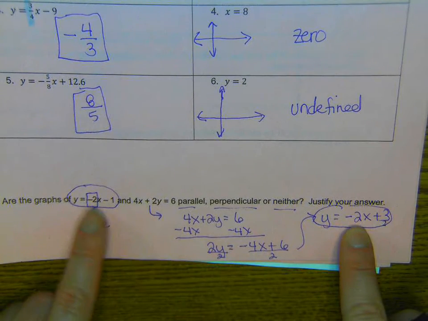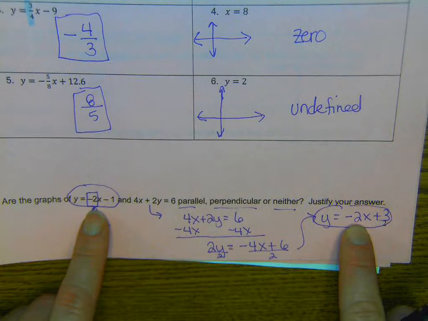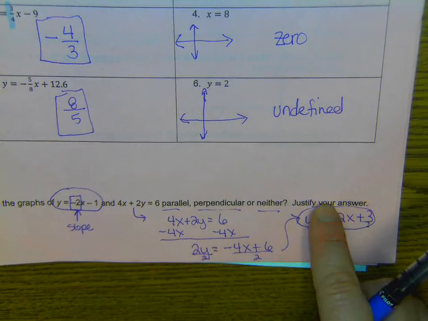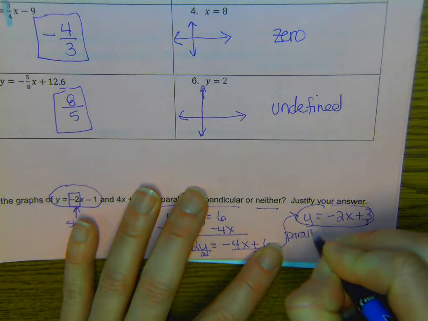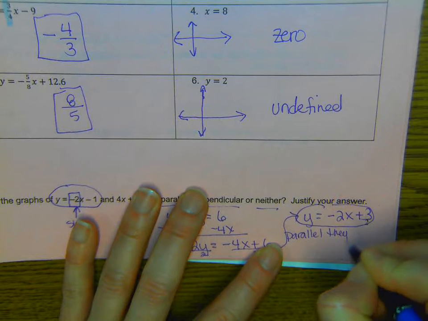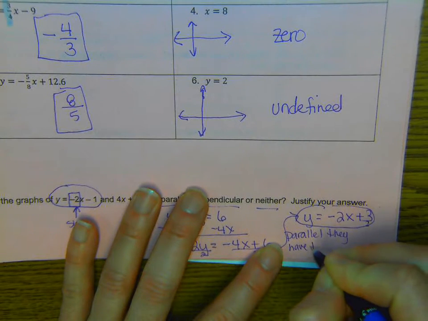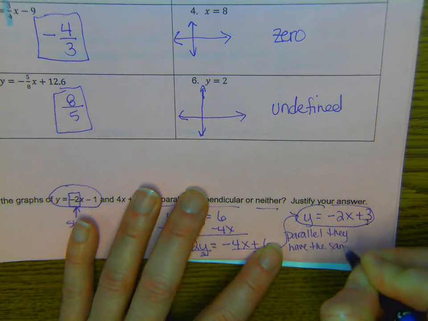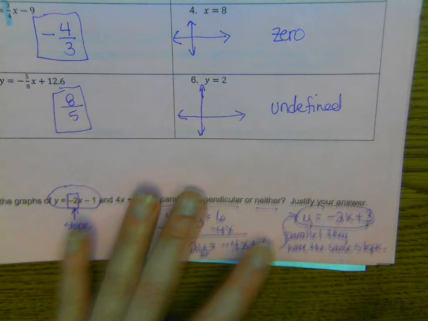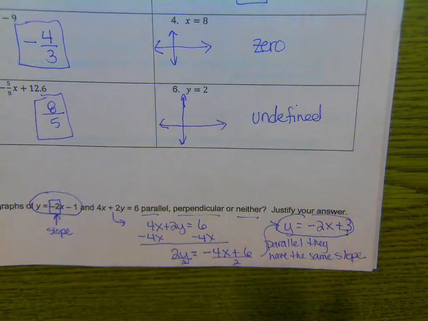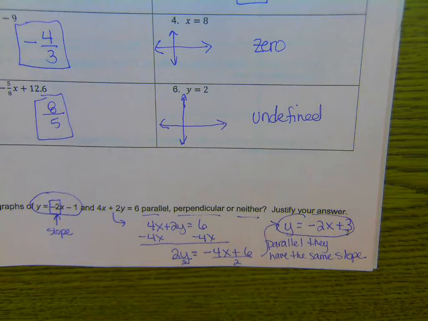What do you notice about these slopes? They're the same. So what kind of lines are these? And let's justify our answer. They are parallel. They have the same slope. Okay. Parallel, they have the same slope. Good. Do you have questions so far then?